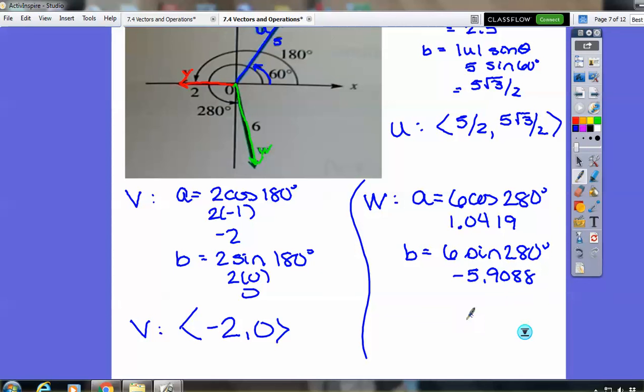We're in quadrant 4. If you're plotting something in quadrant 4, wouldn't you expect x to be positive and y to be negative? Yeah. So w is the vector 1.0419, negative 5.9088.